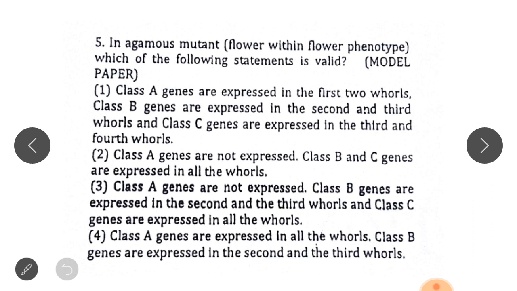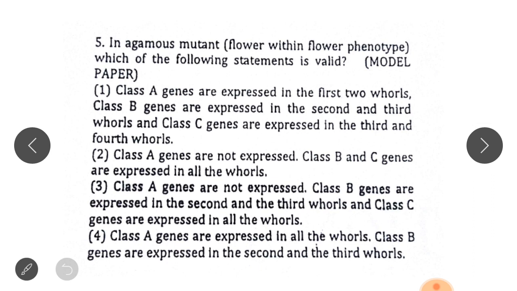In the fifth question, in an AGAMOUS mutant, which of the following is valid? AGAMOUS means class C mutation, so A will be all over, and B in whorls 2 and 3. So C will be mutated, meaning loss of function of C.